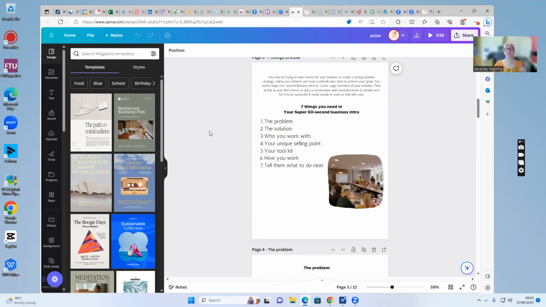So there are seven things you need in your business pitch. You have to be able to identify the problem that you solve. So identify the problem, tell them the solution. If you work with a very specific group, if your niche is really tight, you need to tell people who you work with. Why you? The unique selling point. Think about it. Why would they want to work with you? This is where some of your story comes into it, where you add authority and credibility onto your service or your product.